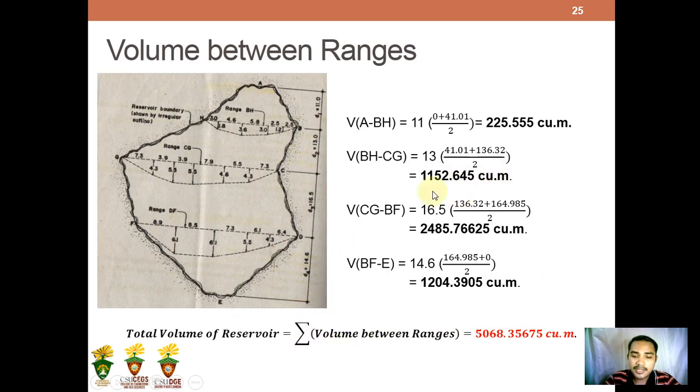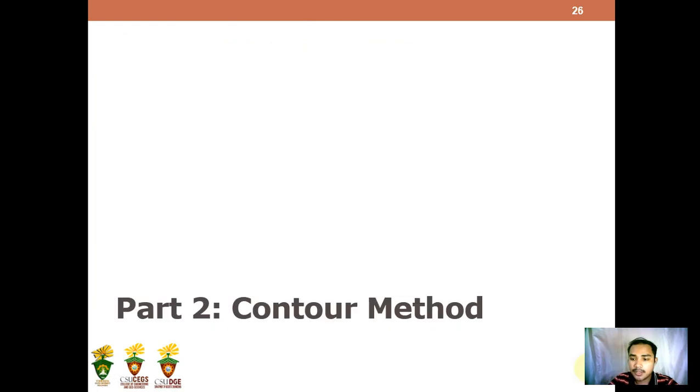of all the volume between ranges, or the summation of the partial volumes. So if we sum this one, we can have the value of 5,068.35675 cubic meters. Alright, so let's go now to the part 2 of this material, which is all about the contour method in the reservoir capacity calculations.